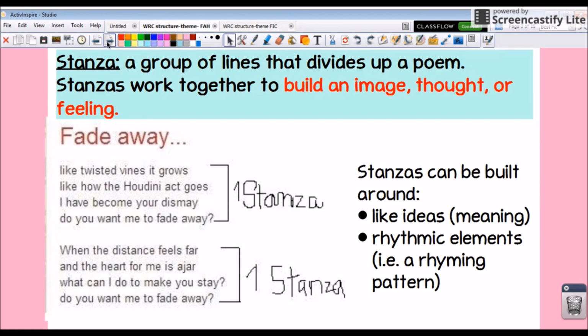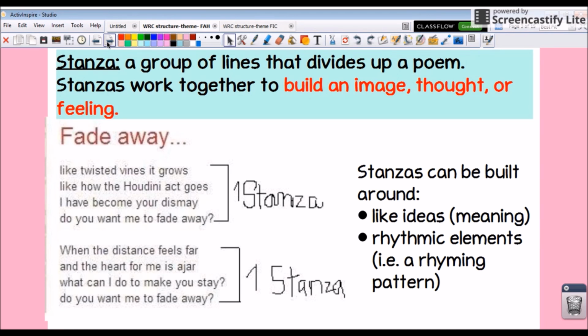So a stanza, hopefully we all know, is a group of lines that divides up a poem. It's basically kind of like the paragraph of a poem. So the same way you would break a piece of writing into different paragraphs based on the topic and the ideas that are similar, you want to group them together. You would do the same thing with stanzas in a poem.